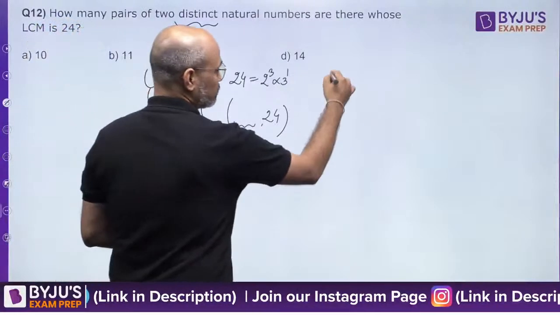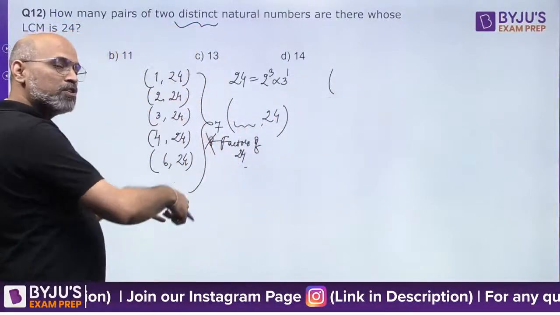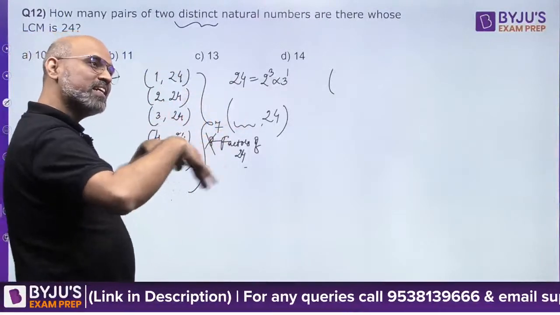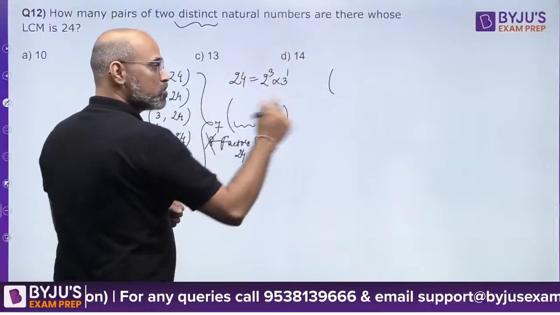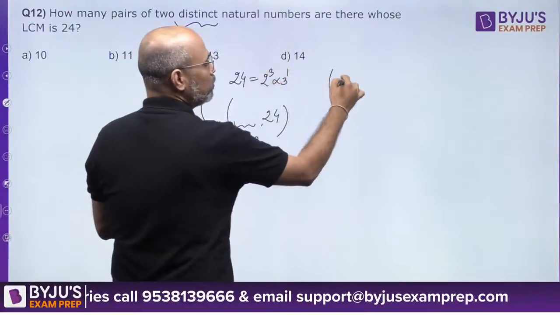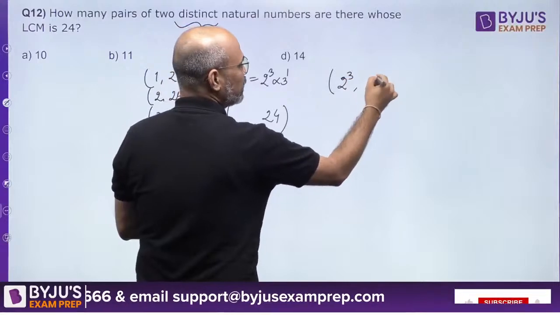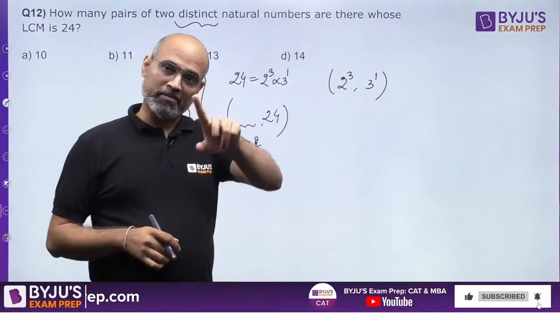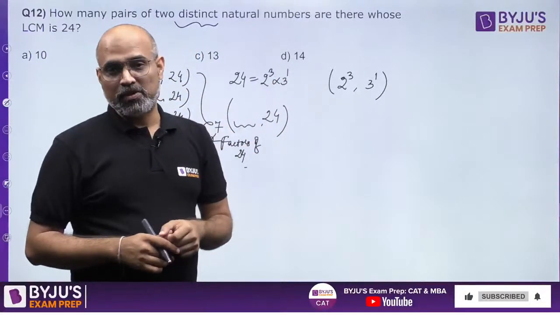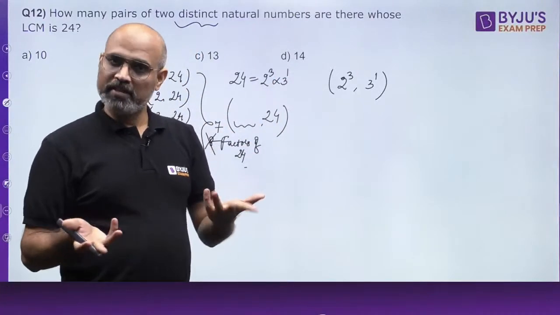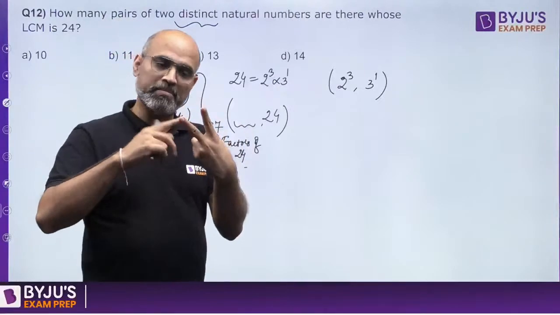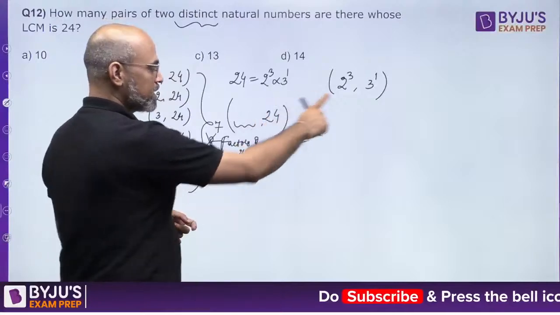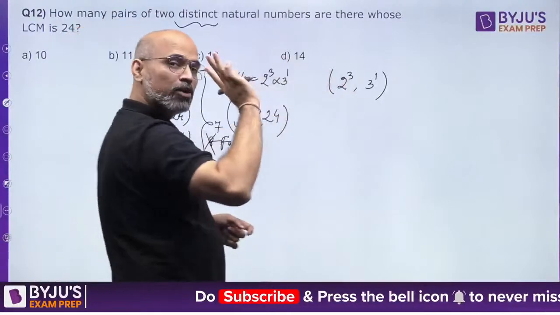Next, one number was 24. What if none of the numbers is 24, but the combination is such that it gives you eventually 24? So for that, I will take 2 cube separately and 3 to the power 1 separately. 8 and 3, they are co-prime, so their LCM will also be 8 into 3, right? If two numbers are co-prime, then their LCM is their product. I hope you guys would know that. So we got one more. So 7 plus 1 is 8.